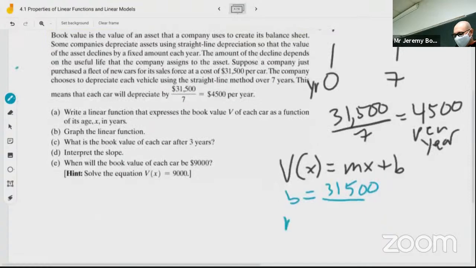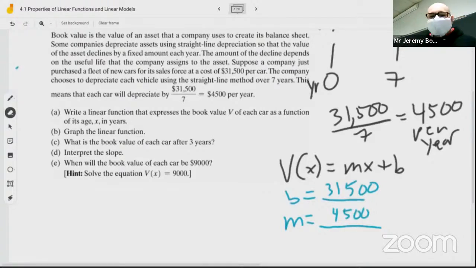All right, the hard question. What is m going to be? What is the rate of change that's happening per year? It's 4,500x. You're very close. Well, let's not include the x in there. Let's just do 4,500. But is it increasing by 4,500 or is it decreasing by 4,500?